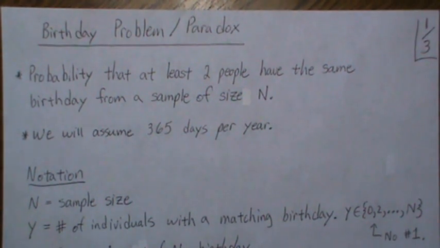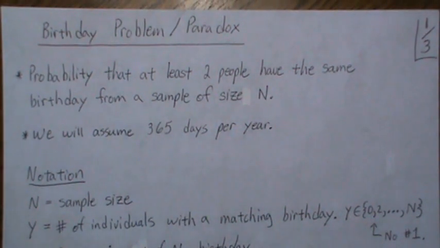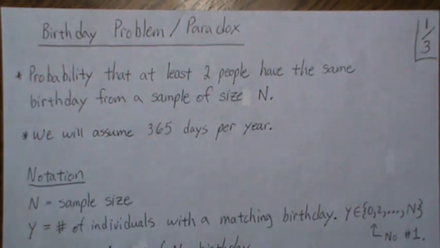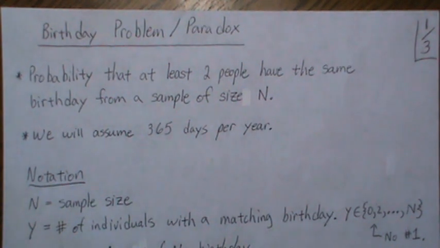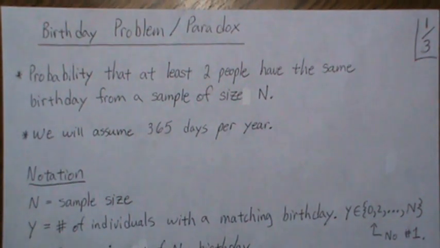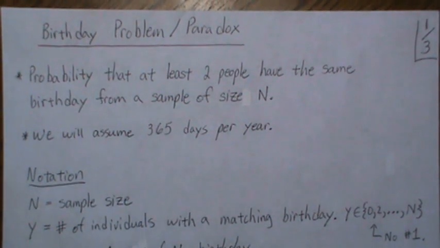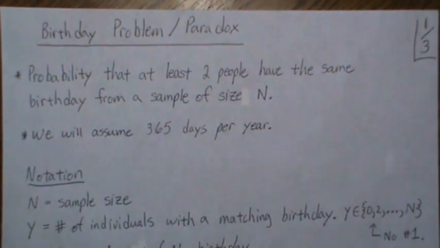Hello, in this video we're going to look at the birthday problem slash paradox. Some people call it the birthday paradox, some call it the birthday problem. Essentially, we're going to look at the probability that at least two people have the same birthday out of a sample of size n. Here we'll assume there are 365 days a year, so we'll ignore leap years, and each day is equally likely.